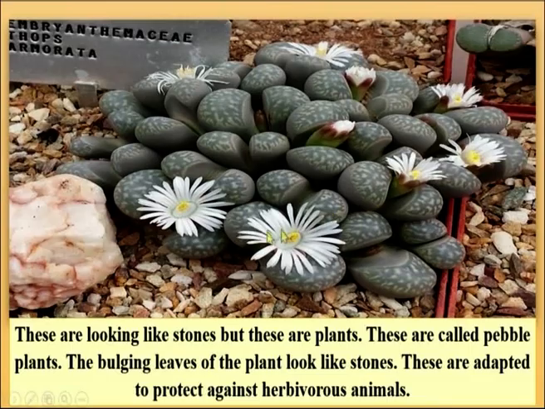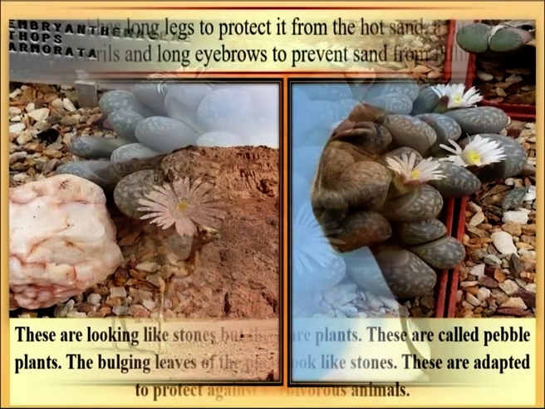Children, look at this picture. What are you finding here? These look like stones, but these are not stones. These are plants. These are called pebble plants. The bulging leaves of the plant look like stones. These are adapted to protect against herbivorous animals.